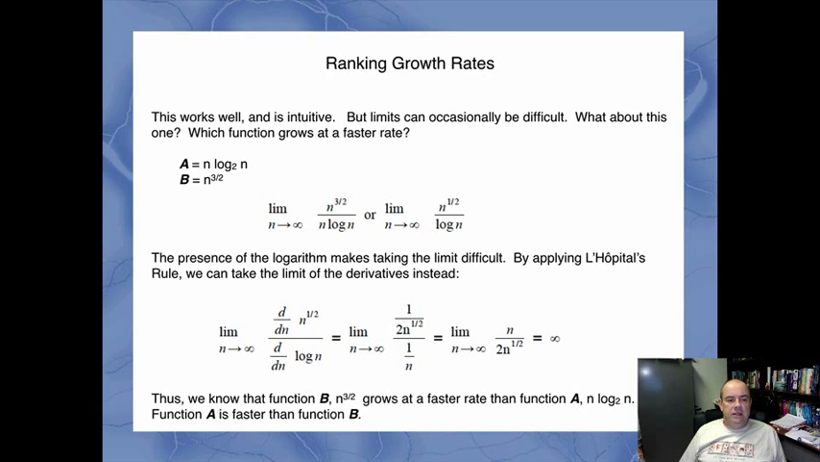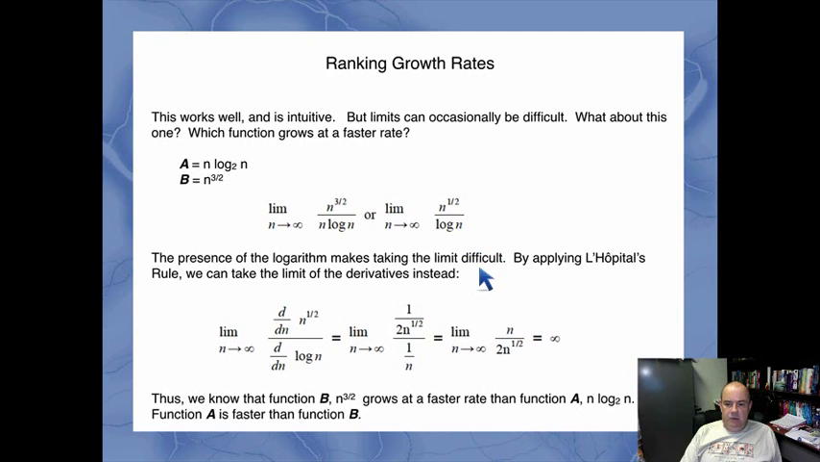Algorithm number 1 is n times log of n, and algorithm number 2 is n to the 3/2, or n times the square root of n. So to figure out the ranking of these algorithms, we perform the limit as the ratio goes to infinity. So here we have n to the 3/2 over n log n. So we take the limit of these. First, we can eliminate an n. We can remove an n from the numerator and the denominator, leaving us with the square root of n over log n.